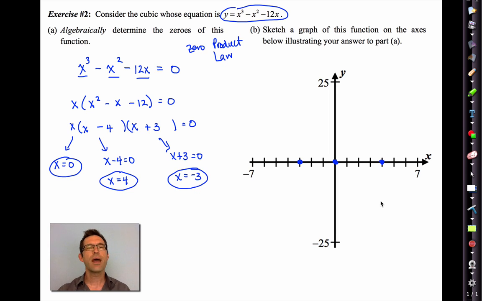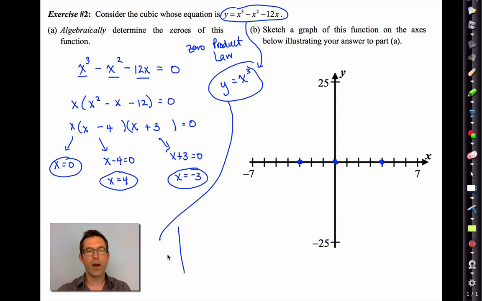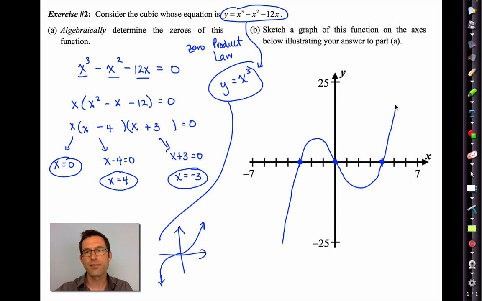Now, believe it or not, that should actually be enough to create a relatively good sketch of this. Now, why is that? Even without our calculator, we know that the end behavior of this polynomial should look like y equals x cubed. And if you remember from our work with power functions, y equals x cubed has tails that point in the opposite direction. It kind of looks like this. So this cubic will end up looking like this.